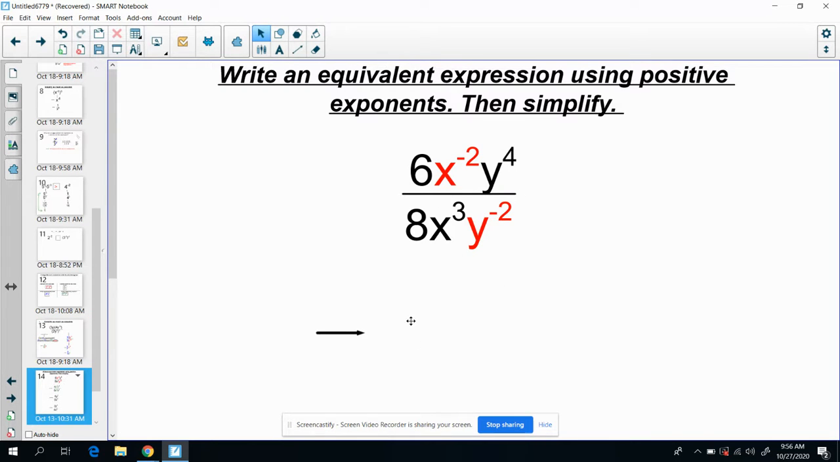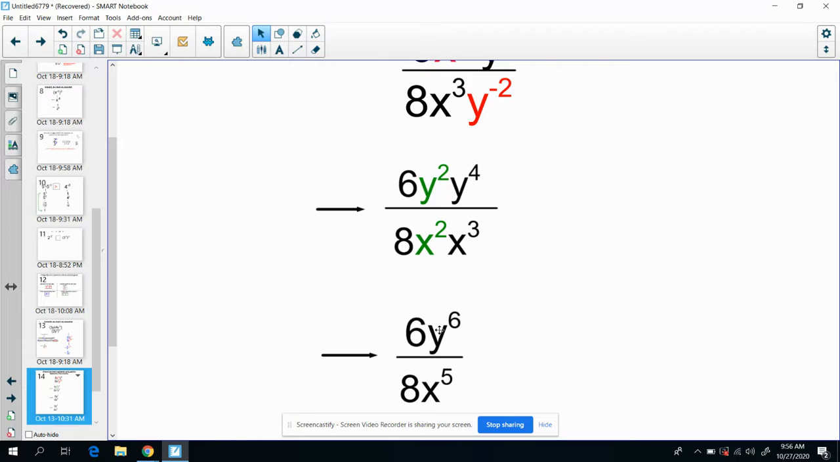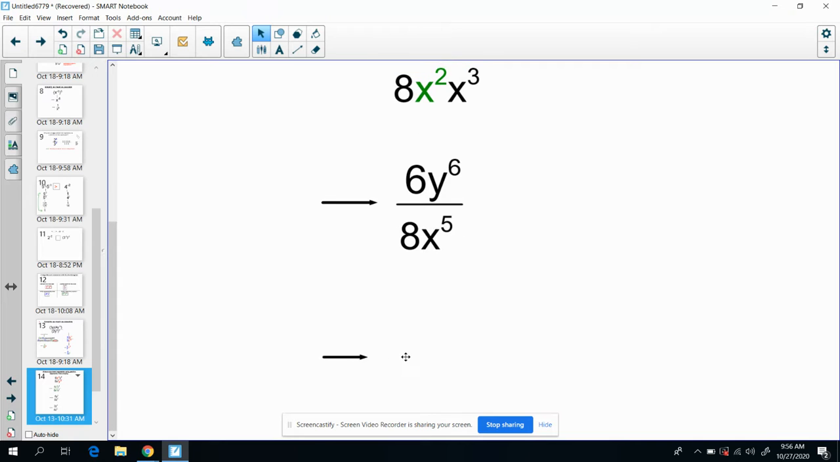We have some negative exponents, right? So whenever you see a negative exponent, you should rewrite it, where this y to the negative 2 is going to be on top. I make it positive. The x to the negative 2 is going to be on bottom. I would make it positive. Then we can add those exponents, right? And with that coefficient, we can reduce that. So this would be our final answer here.